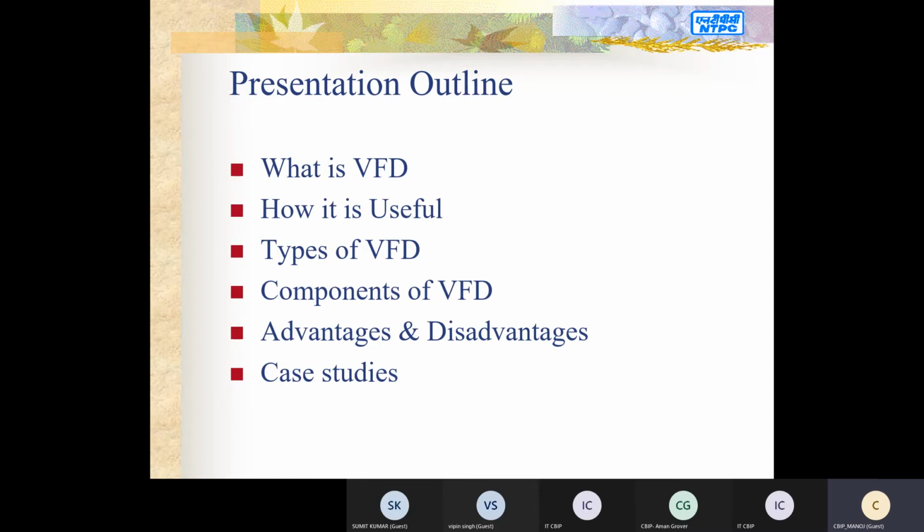If you change the number of poles, changing the poles is not easy, and you can change the number of poles only in multiples of two. Whereas frequency you can change to any value, and it will give a long range of speed control.